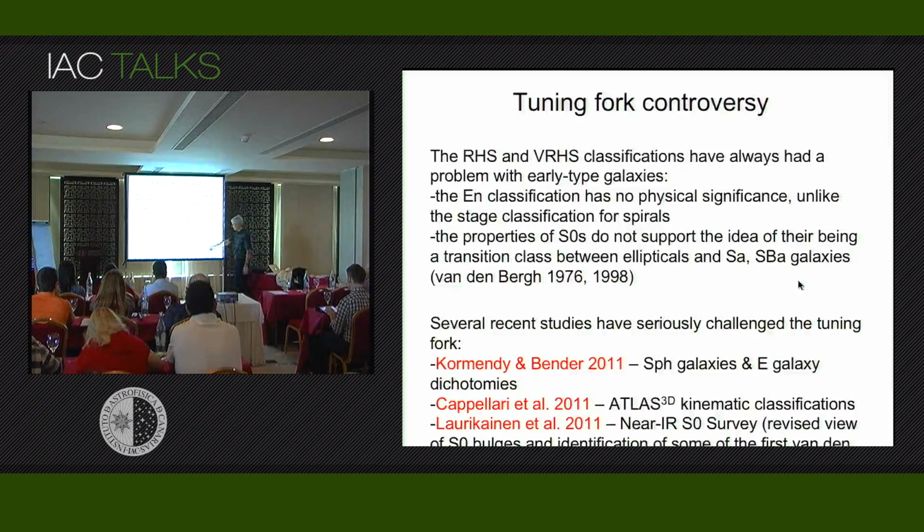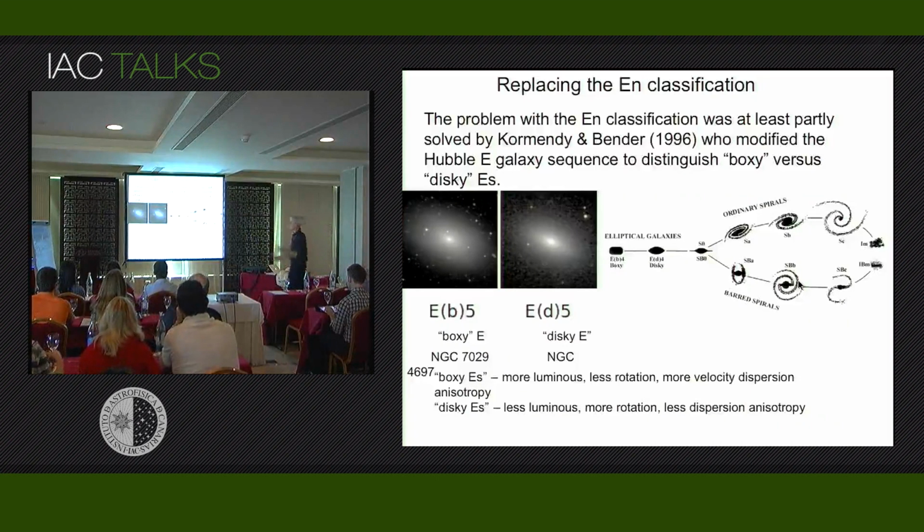A lovely paper by Cappellari and Bender, where they resurrect the old parallel sequence idea of Spitzer and Baade, that S0s maybe belong in a sequence parallel to spirals, not between ellipticals and spirals. And this incredible ATLAS 3D project, where they use kinematics, not visual morphology, to examine the early types, and they could see the parallel sequence thing too. And then Laurikainen et al. in the Near-IR S0 survey basically came to the same conclusion, that the S0s are derived from spirals. And so the tuning fork is in this controversy, but it's not new.